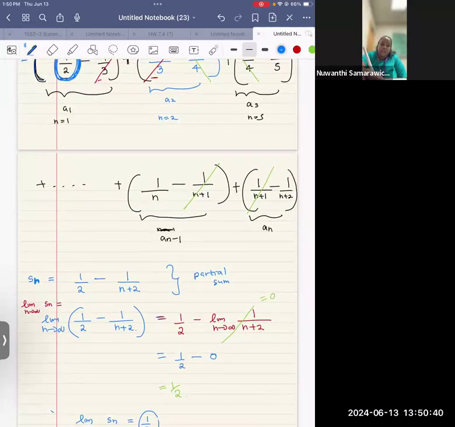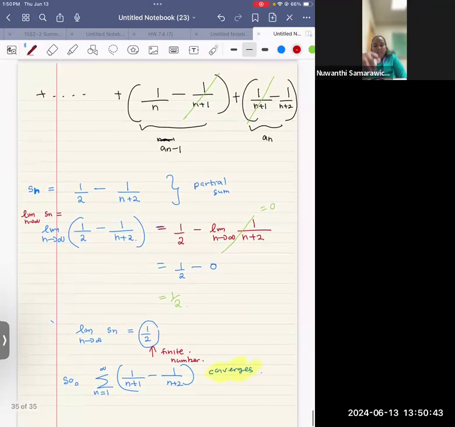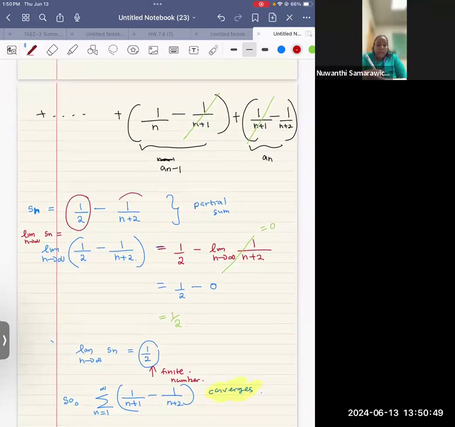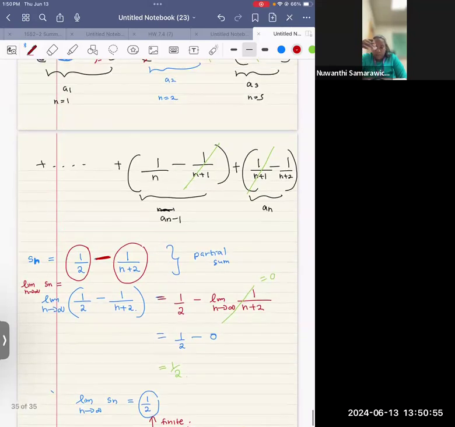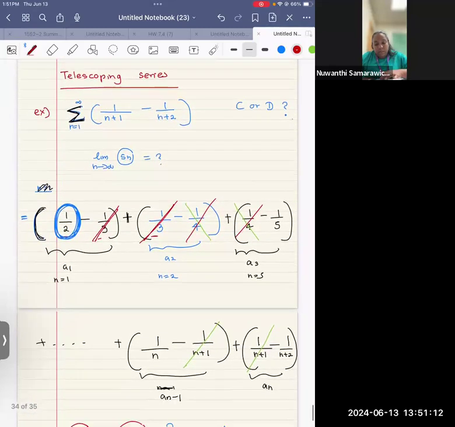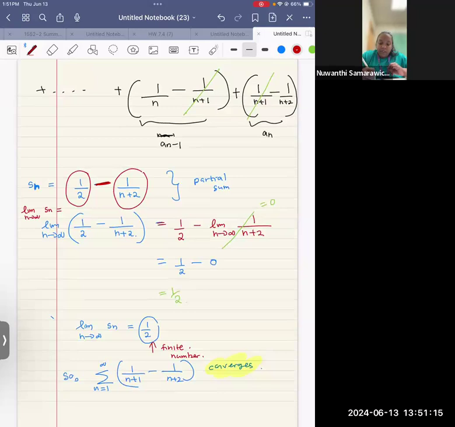What happens here? Whenever you take the partial sum, you take the first term and the last term, first term minus the last term. It will differ in questions, but the idea is always the middle terms get cancelled. Only the first term and the last term will be there. So this is called the telescopic series, and we can find the partial sum, and then we can use this idea.